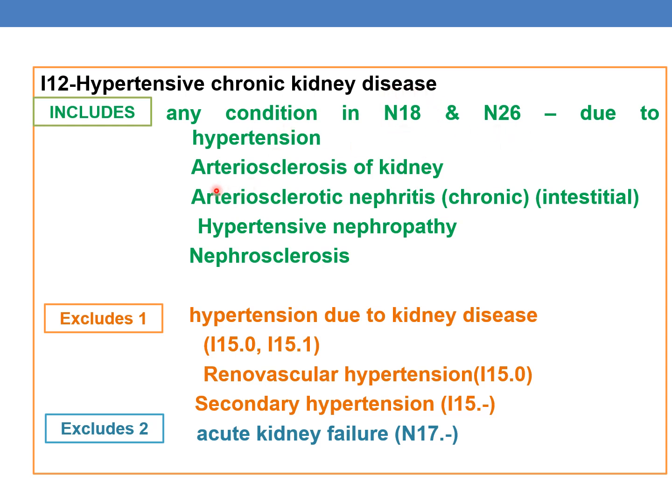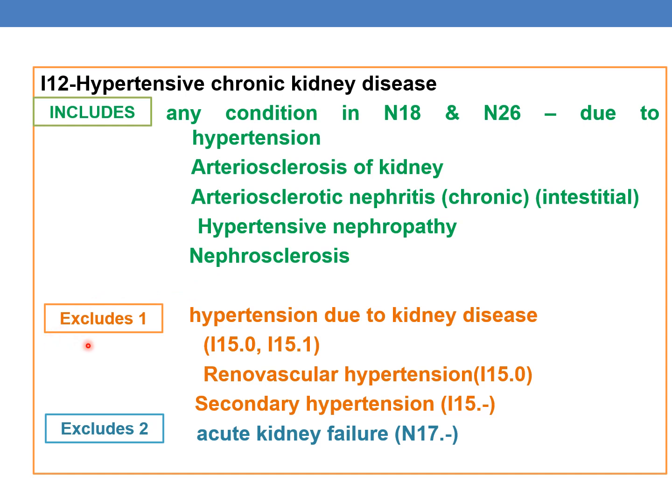And also atherosclerosis of kidney, atherosclerotic nephritis. It can be either chronic or interstitial, hypertensive nephropathy, nephrosclerosis. Whenever the physician documents any of these terms, then you need to code I12.